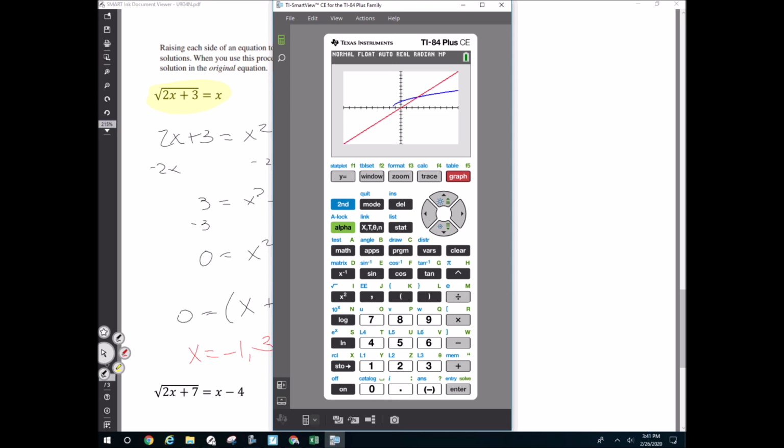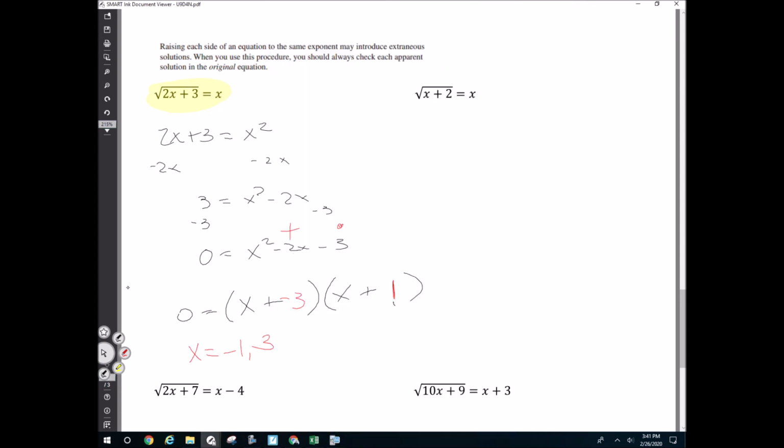I see one intersection. Where's that intersection? 3. You know what happens? We have what we call an extraneous solution. Sometimes when we square both sides, when we take both sides to a power, and it only happens when we square both sides and we have x being squared, we get what we call a fake solution. -1 is not a solution.